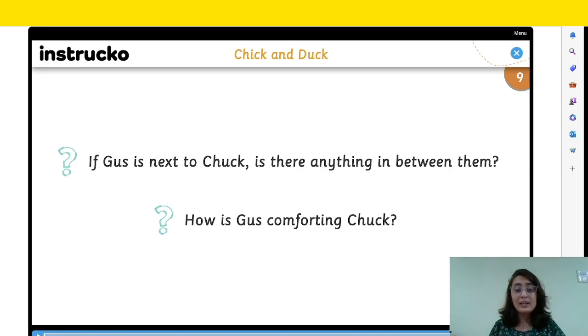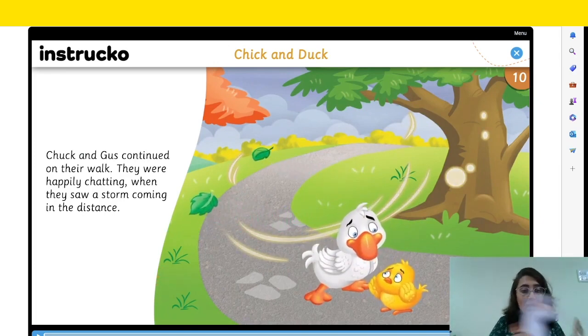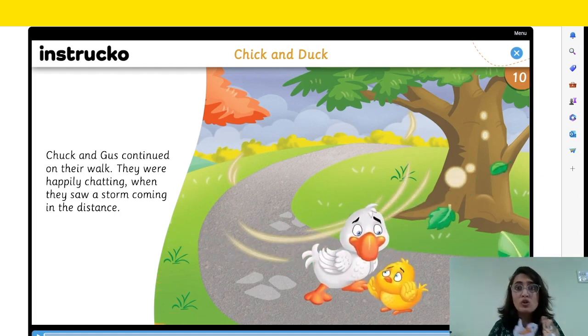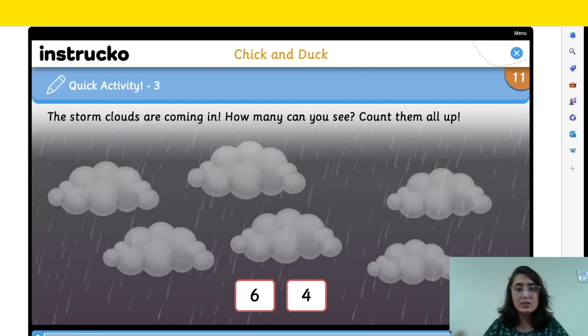Okay, now tell me, how is Gus comforting Chuck? Yes, correct. Gus is comforting Chuck by protecting Chuck from the big scary dog and helping Chuck cross the path. Okay, let's move forward. Chuck and Gus continued on their walk. They were happily chatting when they saw a storm coming in the distance. See, there's a storm coming and there are clouds in the storm.